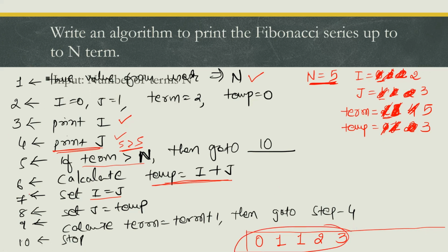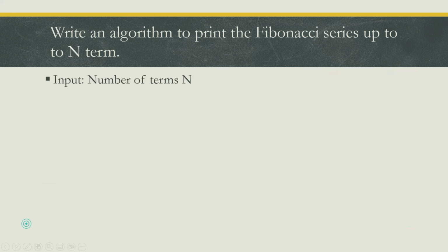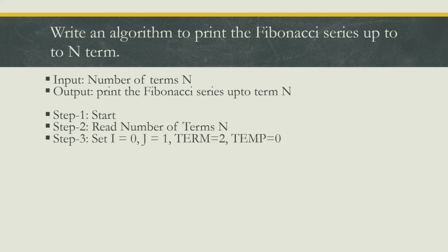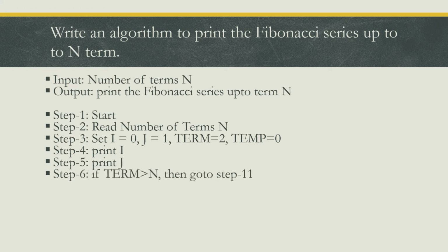Okay, let me remove this. Okay. As you can see, number of terms n, print the Fibonacci series up to term n would be the output. Step 1 always start. Step 2 we have to take user value from the user. Step 3 we have to initialize some variables I, j, term and temp as I explained. Step 4 we have to print I. Step 5 we have to print j. Step 6 we have to check whether the value of term is greater than n or not. If it is greater than n, then we have to stop here.